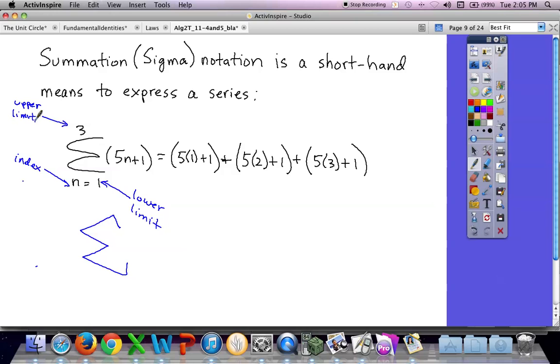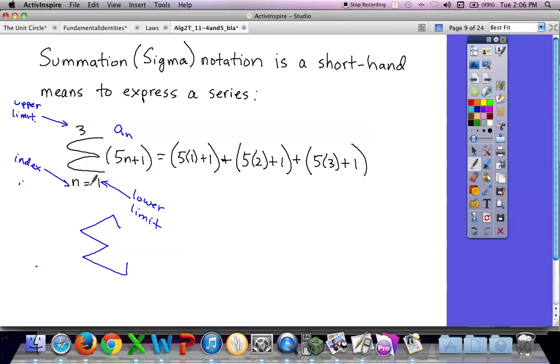And what's in front of the sigma is a formula for the nth term of the sequence. That's a sub n. So the way you use a sigma is you plug into that formula with the lower limit, in this case 1. So that's where this first set of parentheses comes from. I'm using the 5n plus 1, but in the place of n, I put a 1.